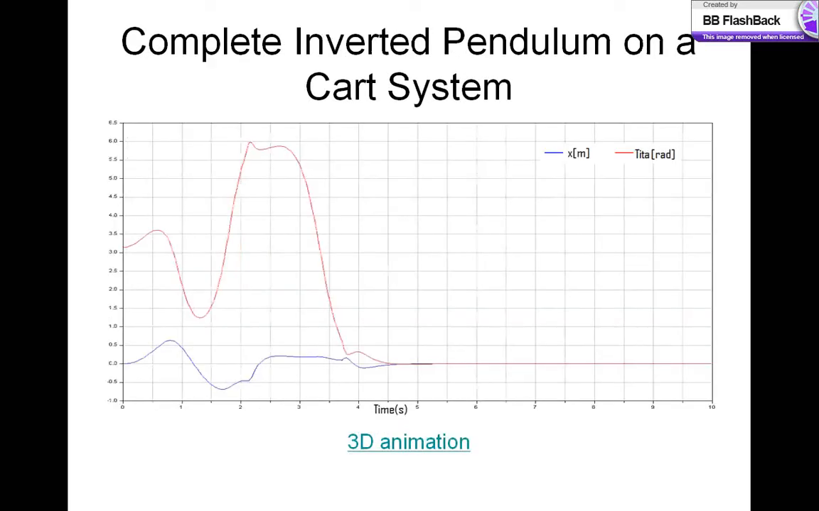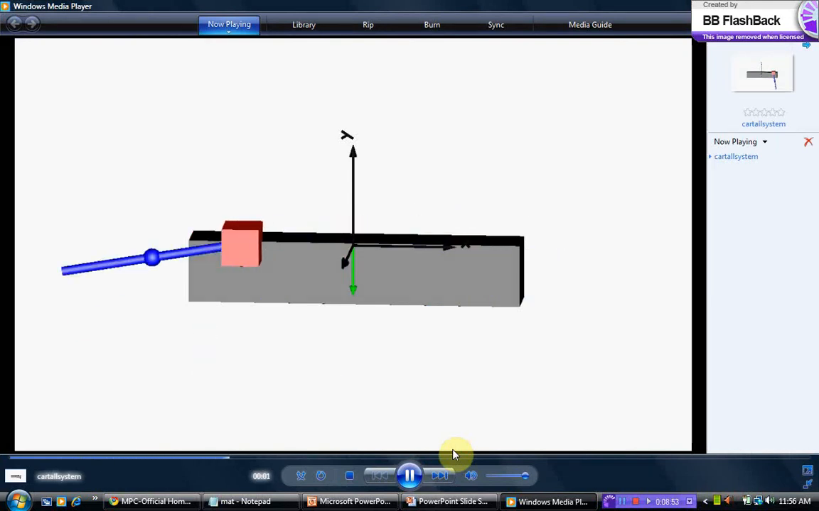From the graph, the red is the angle of the pendulum and the blue is the distance moved by the cart. Worth noting that the maximum distance moved by the cart is plus or minus 0.7 meters. And this could be seen also from the 3D animation, where the red is the cart and the blue is the pendulum, which is getting swung up, and right now it's stabilized.